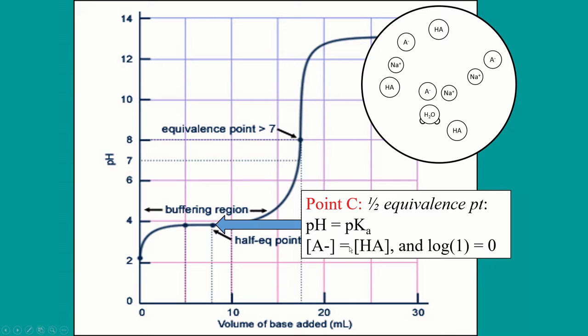The concentration of the acid is equal to the concentration of the base when you reach halfway to the equivalency point. So if you look up here in our diagram, we have 1, 2, 3 HAs, 1, 2, 3 A minuses. So we are halfway to the equivalency point, and the concentration of those two things are equal. That is why the pH is equal to pKa when you're halfway to the equivalency point, which is up here.